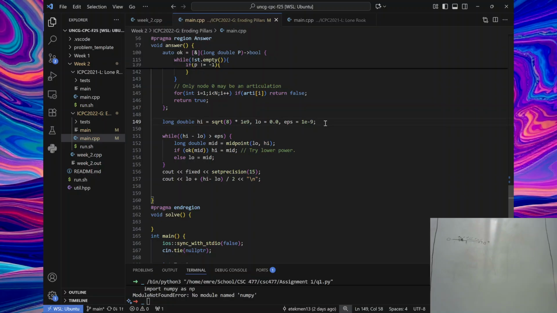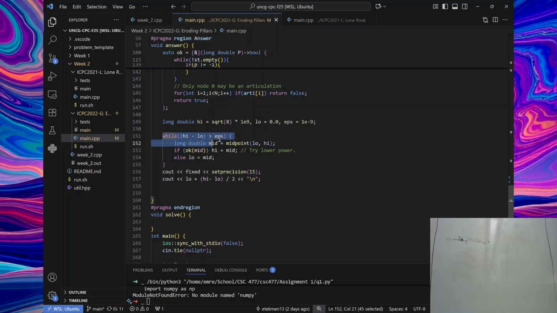But if you do it any lower, like 10 to the minus 18 or something, you're going to have a time limit exception because you're going so far into details that you don't need. It's going to take too long to complete in time.